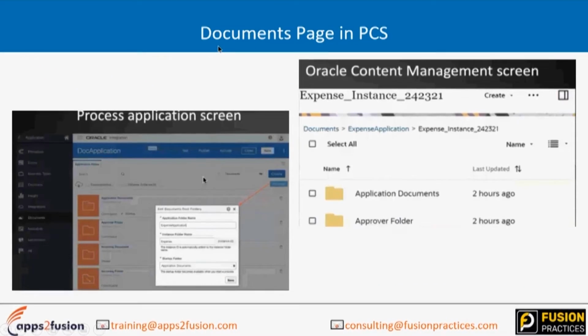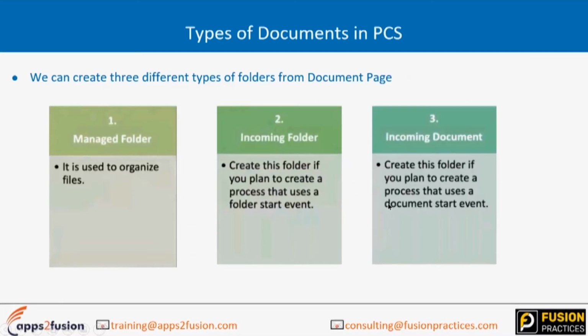Now, if you observe, once you integrate your OCM with PCS, in the PCS screen you get to see that documents will be enabled for us, and you get a flexibility to create the documents or folders over here. And eventually, for each and every instance, depending on the actions and the folders you're going to create over here in the PCS, those folders automatically get created in the Oracle Content Management server also.